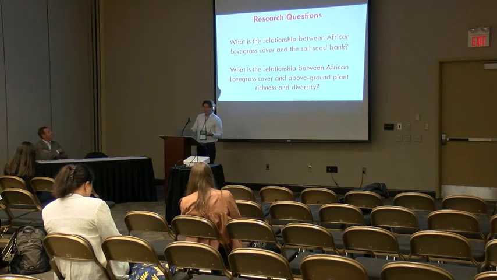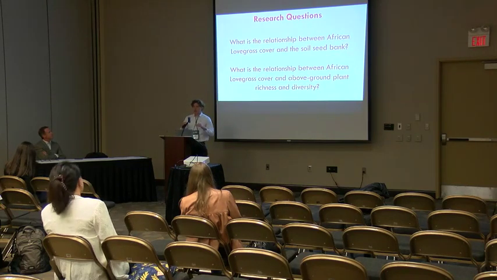So we've got African lovegrass, which seems to be a problem, both agriculturally and environmentally. So we want to find out some more about the species, really assess its impact, and then we can decide how much resources we're going to throw at this issue, or how much of an issue it is. So we've come up with some research questions to drive our research. What is the relationship between African lovegrass cover and the soil seed bank? That's kind of our driving research question. But we also have another one, which is: what is the relationship between African lovegrass cover and above ground plant richness and diversity?